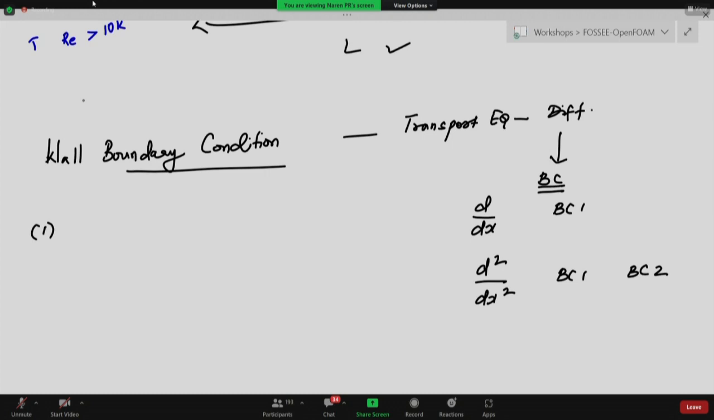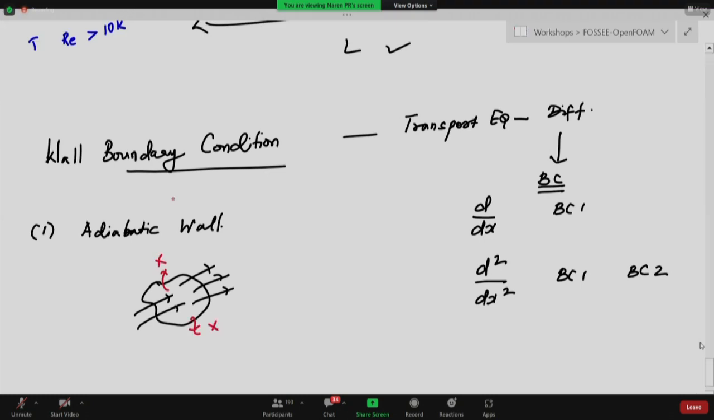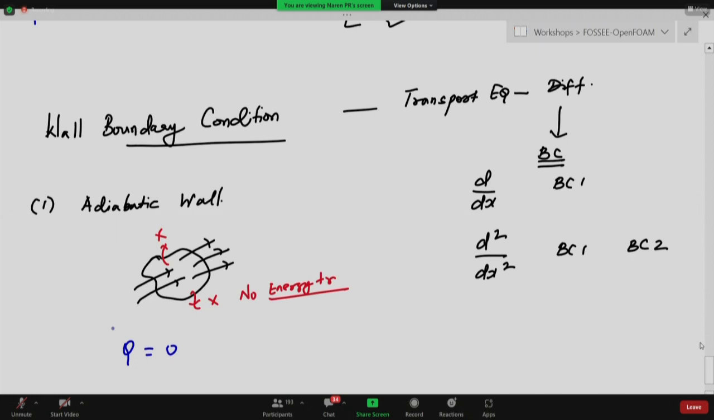Primarily, what is the first type? That is the adiabatic wall. What do you mean by adiabatic wall? If the surface is adiabatic, the fluid can go through it, but energy transfer is not possible. That means no energy transfer. So when I say no energy transfer, which means Q is zero, you need to think of two terms. It can be either because of flow or because of diffusion. But in a wall, you always don't have flow, right? There is no flow across the wall. So this you need not worry about.